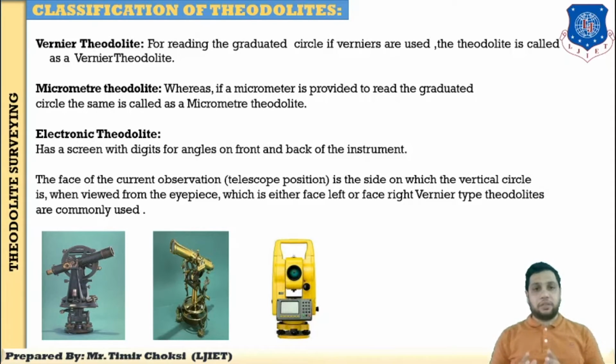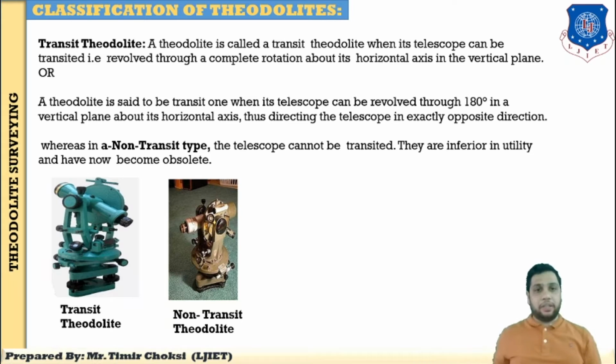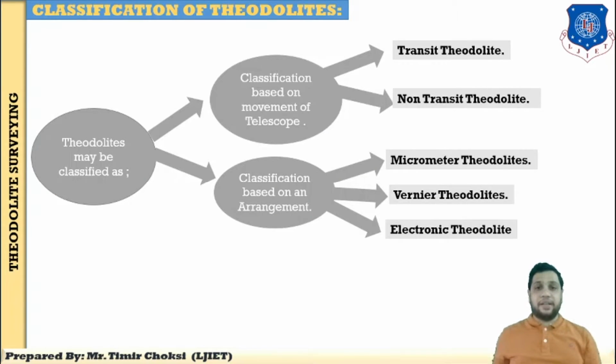Nowadays, the most important instrument is the electronic theodolite plus electromagnetic distance measurement, meaning a total station. Here there is a screen with digits for the angle on the front or back of the instrument. The reading is taken from a display, so it is called the electronic theodolite. So these are the three classifications of theodolite based on arrangement. Let me repeat one thing: theodolites may be classified by movement of the telescope, as transit and non-transit, and by arrangement, as micrometer, vernier and electronic. Students, listen carefully and keep this in mind.